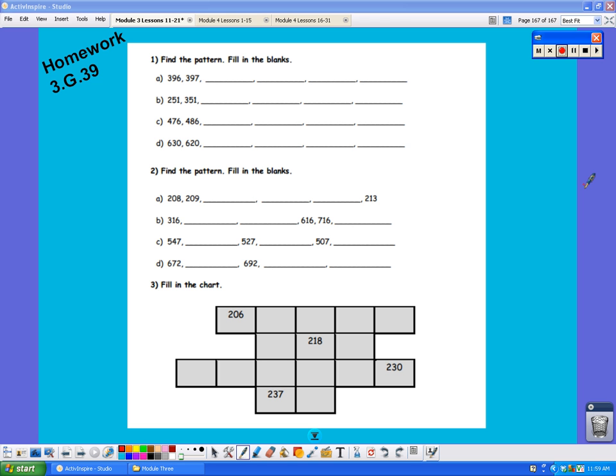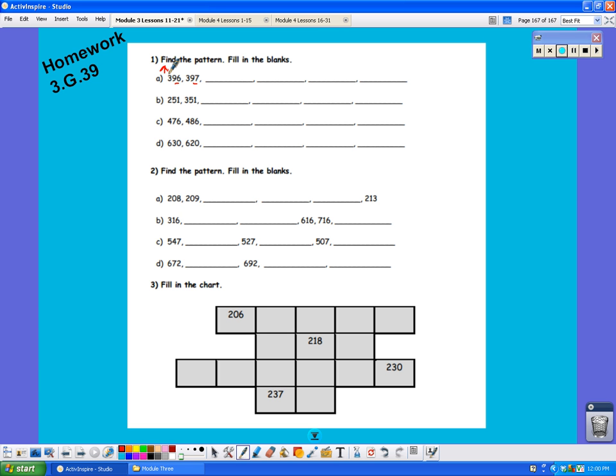Let's read those first 2 numbers, 396, 397. We need to look at what numbers in these 2 numbers are changing. Are we counting up? Are we counting down? We have lots of questions to ask ourselves. So let's first look at the numbers and decide whether we're counting up or counting down. 396, 397. Well, it looks like our ones place is counting, we're going up, and we're counting by ones.